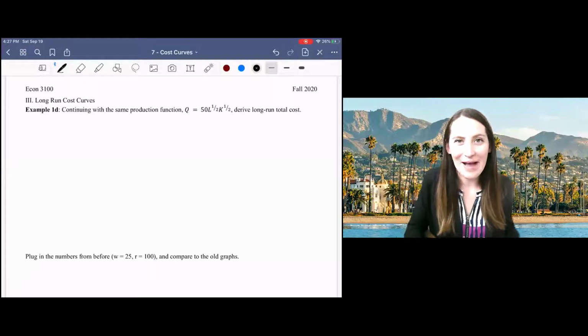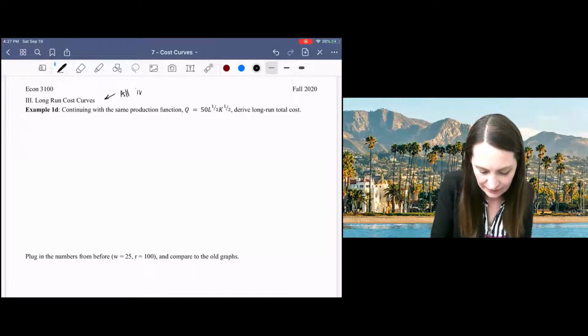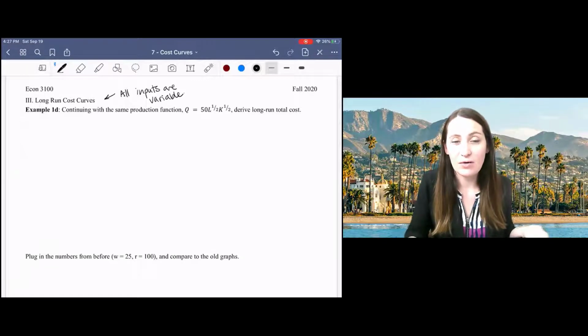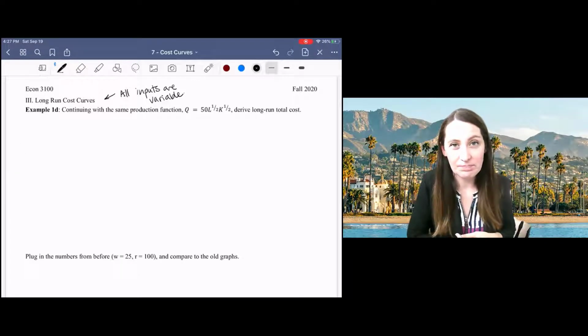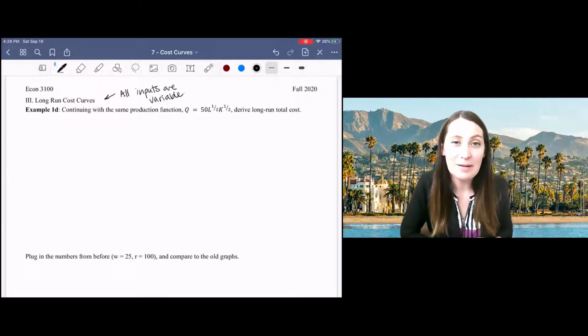Now it's time to talk about what happens in the long run. So remember, in the long run, all inputs are variable. That means that when we're deriving our input demand curves, we'll derive demand curves for both labor and capital because we can choose our quantities of both labor and capital in the long run. Then we'll do the same thing we did before, plugging them into the total cost function to get total cost as a function of quantity, and then deriving from total cost our marginal cost and average total cost functions.